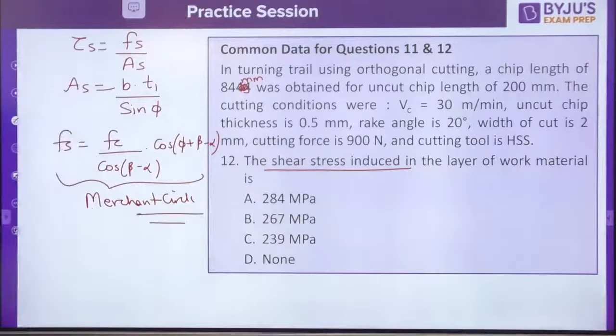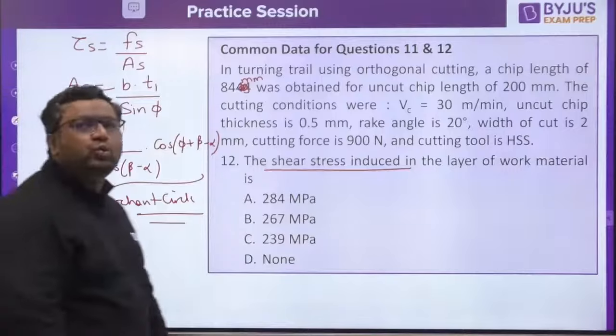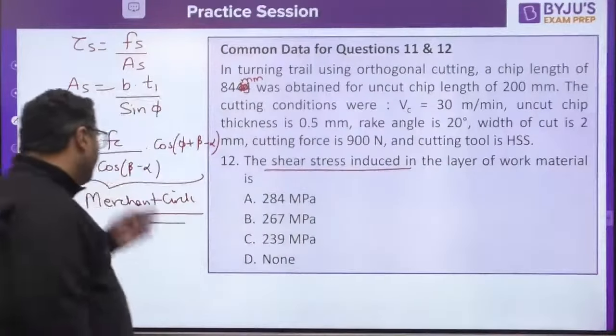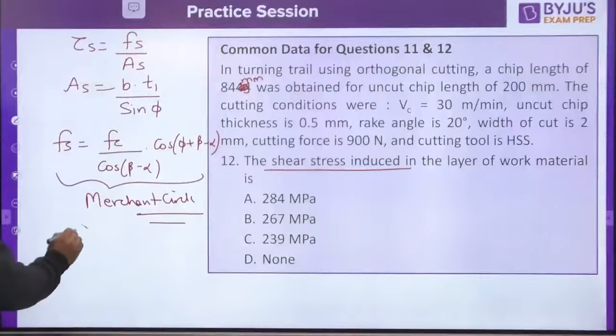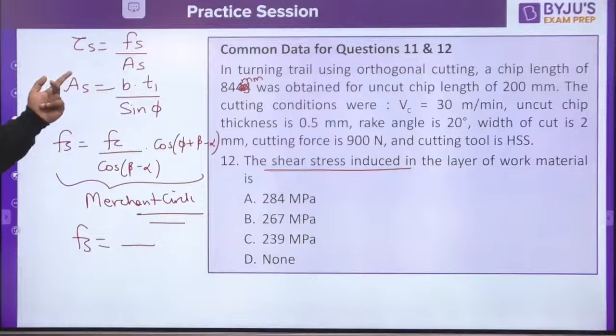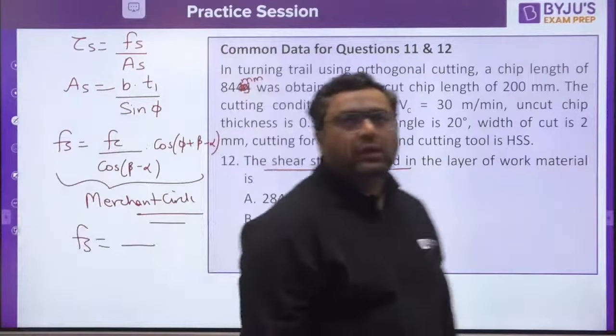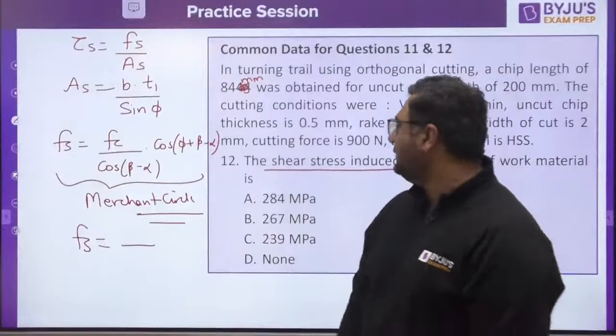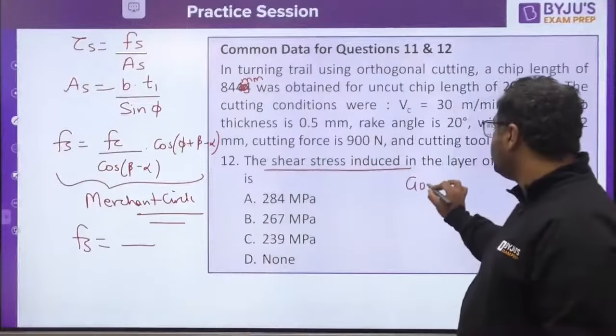You remember it. I have given you the relation between all the forces in that. So applying this formula, you will be getting Fs. Putting this here, you will get the tau s. Okay, solve it and get the answer. Cutting force is given as 900 newtons. This is a good one, a good question.